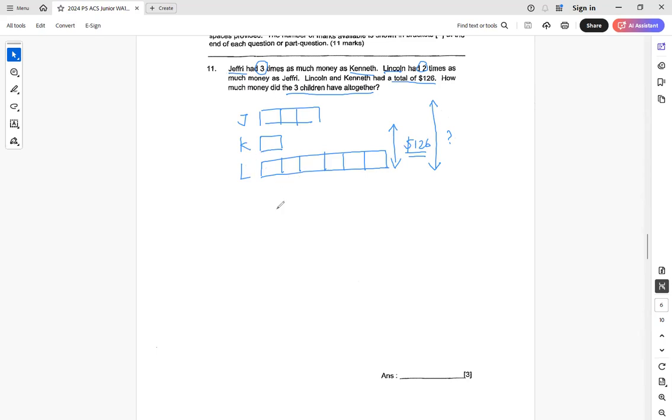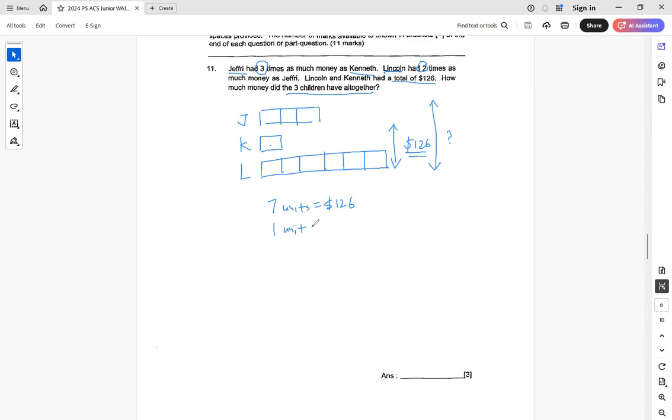So we count how many units is $126. It will be 1, 2, 3, 4, 5, 6, 7. So we write down straight away 7 units equals $126. Always we need to find 1 unit.